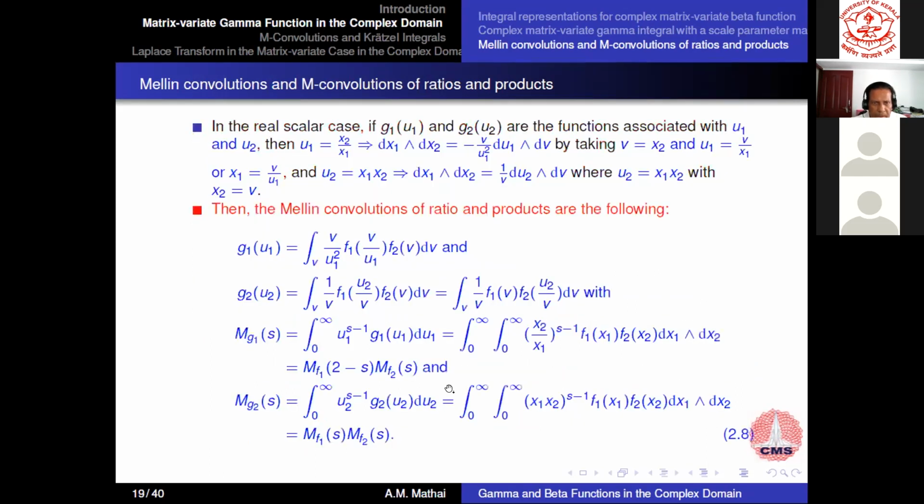So here, if you have scalar variables, then you can see that if you take the ratio x2 upon x1, this is the corresponding Jacobian, and you go through, and if you want to evaluate the function corresponding to u1, this is the function corresponding to u1.